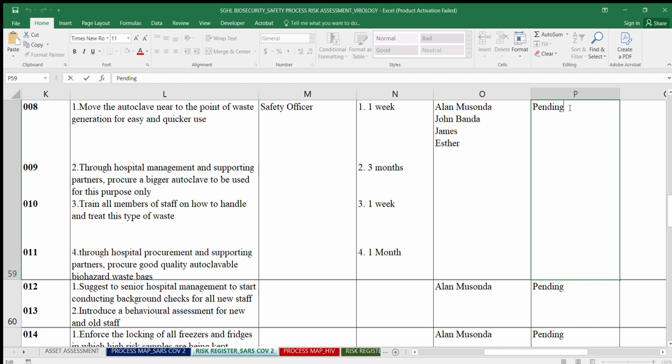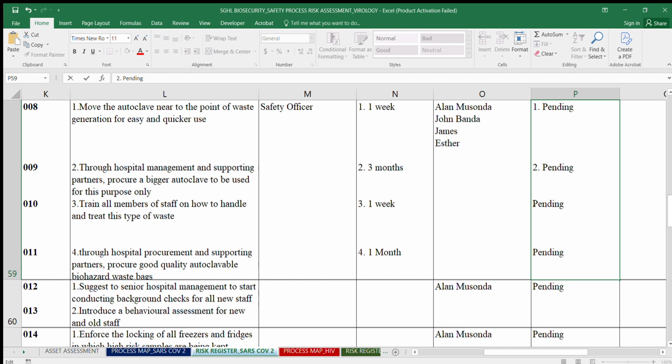In this column, this is where you're indicating the status. So maybe after 1 week, you need to come and check. Since you had a 1 week time frame, you come and check, did you implement this particular preventive action or control measure? But in the beginning, after you just finished conducting your risk assessment, obviously all these will have a pending status. Then you need to now come back and change the pendings.